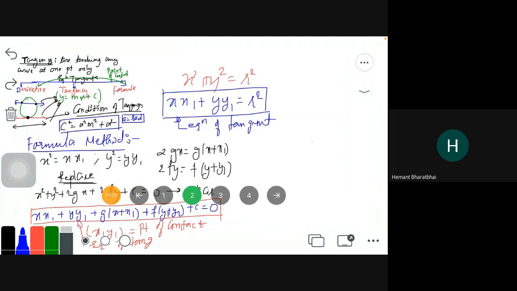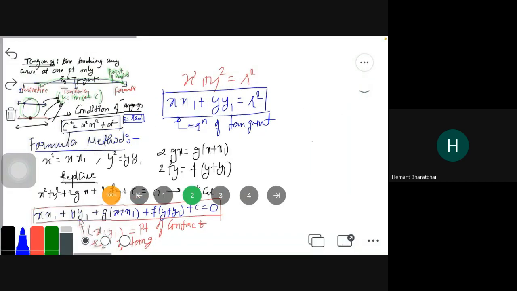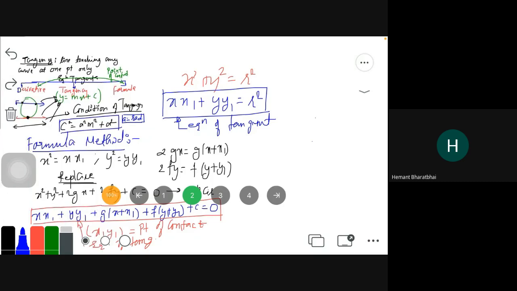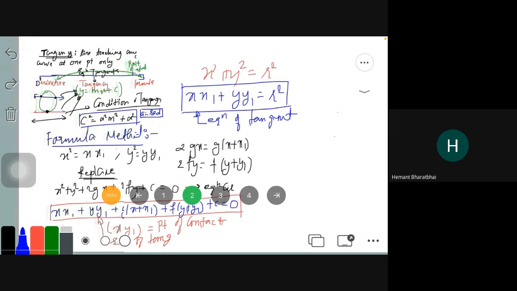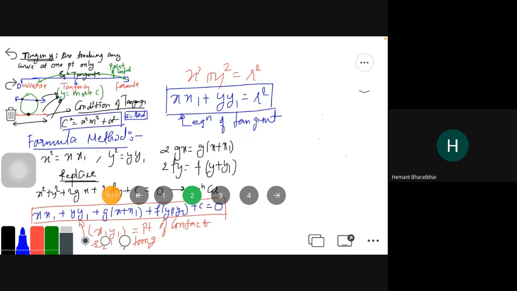So please take a screenshot of this. Now we know how we can find the equation of the tangent. We are going to do the numericals pertaining to the equation of the tangent. I hope everyone has taken the screenshot of this.